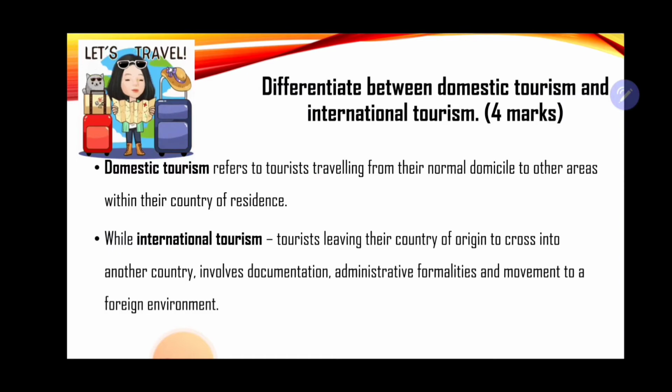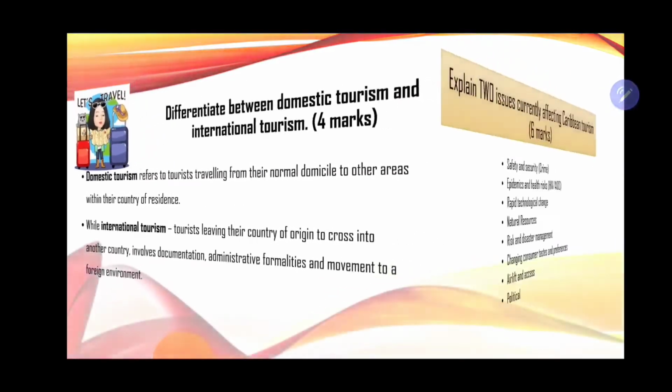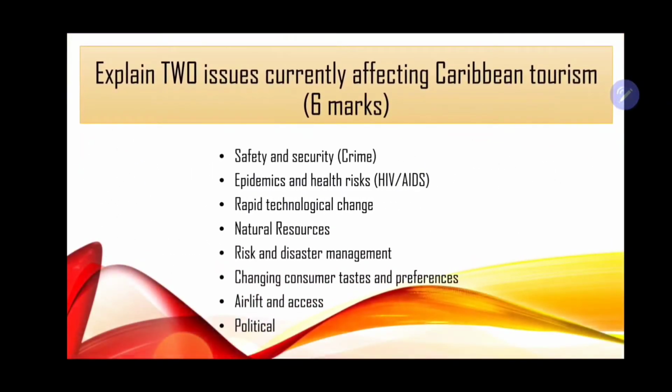Good. Now, international tourism refers to tourists leaving their country of origin to cross into another country. It involves documentation, administrative formalities, and movement to a foreign environment. An example of this would be someone leaving Jamaica to go to Mexico, right? That's just an example of international tourism. Good. Next question. Explain 2 issues currently affecting Caribbean tourism. And this is worth 6 marks, right?